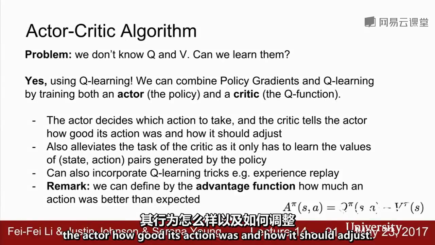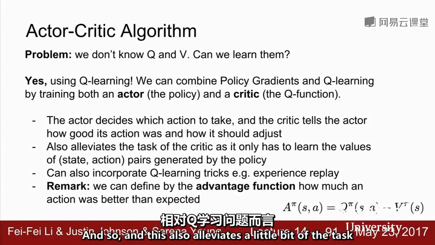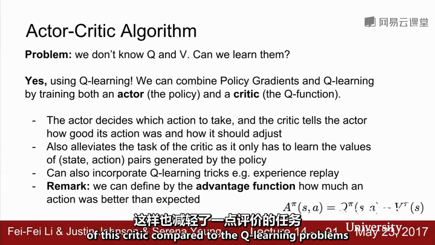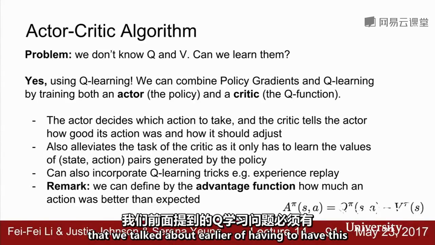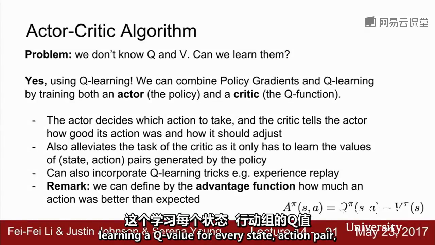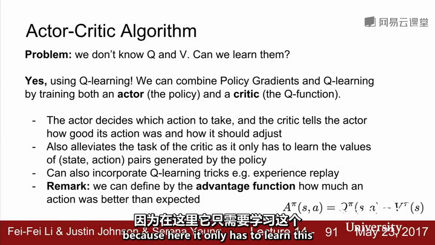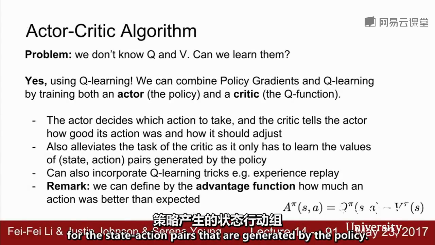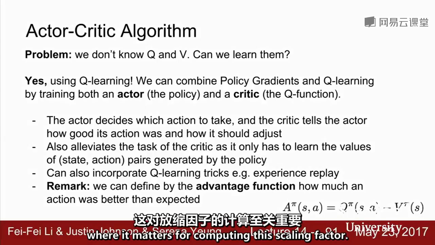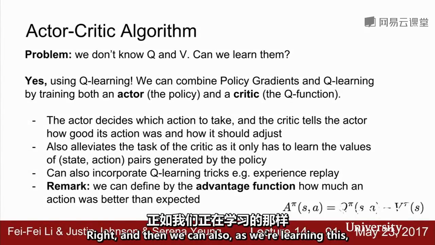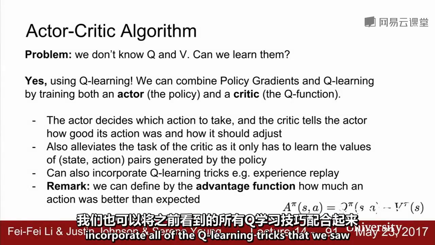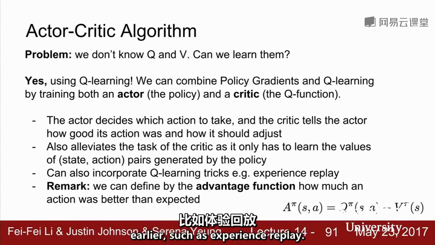and how it should adjust. This also alleviates a little bit the task of the critic compared to the Q-learning problems that we talked about earlier of having to learn a Q value for every state action pair, because here it only has to learn this for the state action pairs that are generated by the policy. It only needs to know this where it matters for computing this scaling factor. And as we're learning this, we can also incorporate all the Q-learning tricks that we saw earlier, such as experience replay.